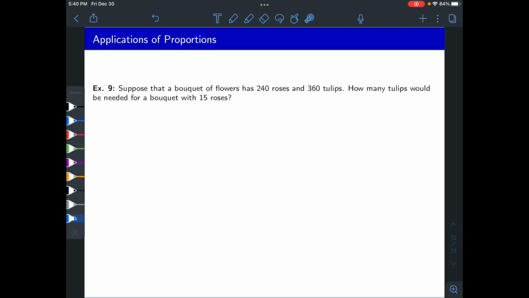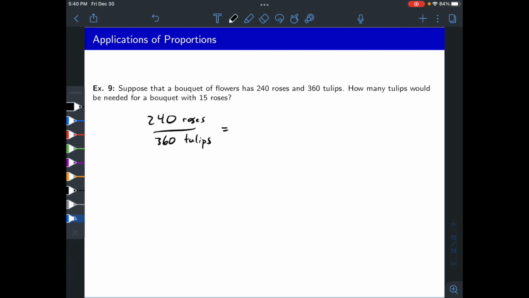Actually, I think this is a good chance for you to stop and see if you are able to solve this problem on your own. Basically what you're going to want to do is set up a proportion and then solve that proportion. You could do this with unit rates, but setting up a proportion would potentially be easier. So if you feel comfortable, pause it and give it a shot. If you don't, feel free to just watch and see what happens. All right, so we'll set up a proportion. We'll say 240 roses to 360 tulips.